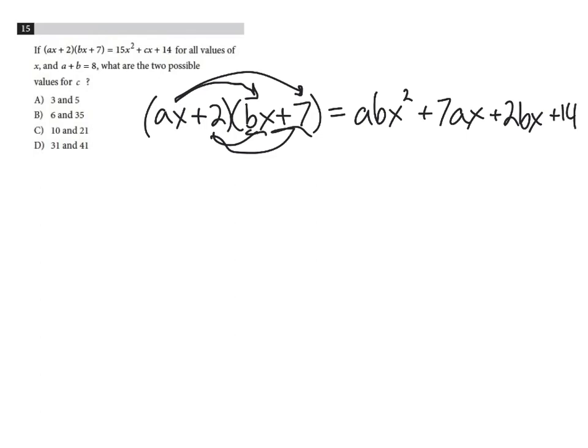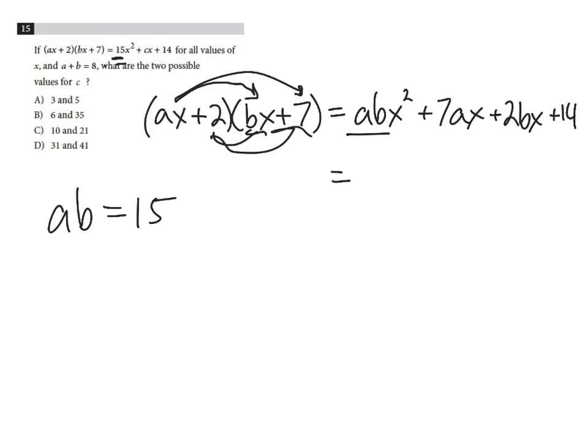What I see here is that if I could figure out what the coefficients are, I could just equate the coefficients. I know that ab is on the squared term, and 15 is the squared term on the second expression here. So I know that ab must equal 15.